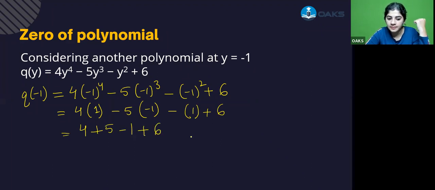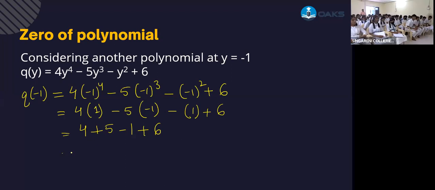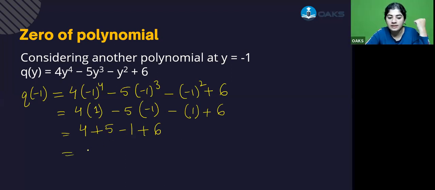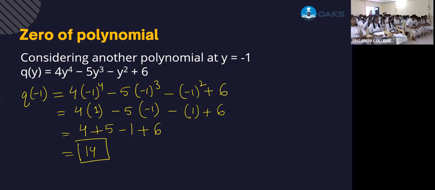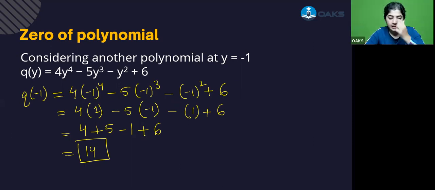Is that right? Yes, madam. Okay, so 6 plus 4, 10, 10 plus 5, 15, and 15 minus 1 is 14. So we get 14 as the answer. Everybody is getting the same answer? Anybody having problem in putting the values? You can ask as many times as possible. If any one of you has any problem, you can ask me anytime.